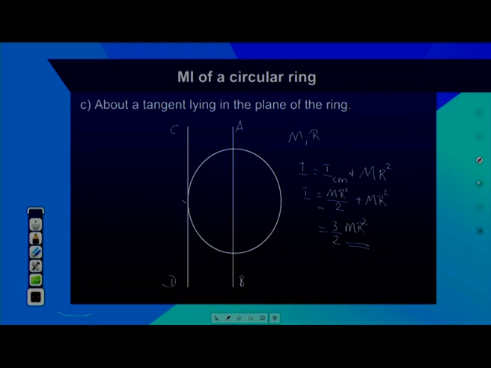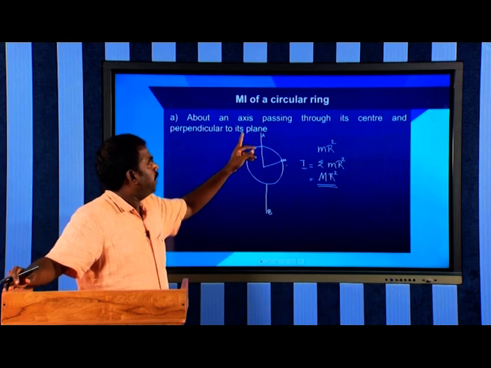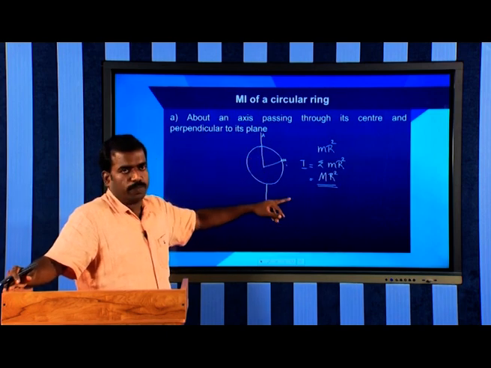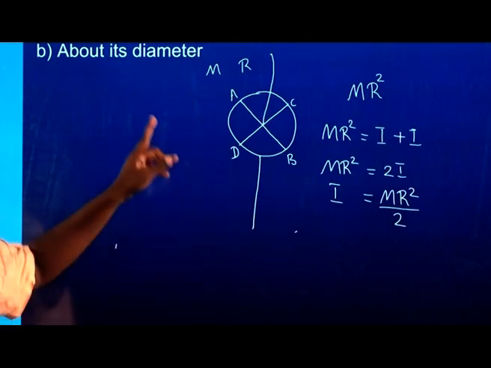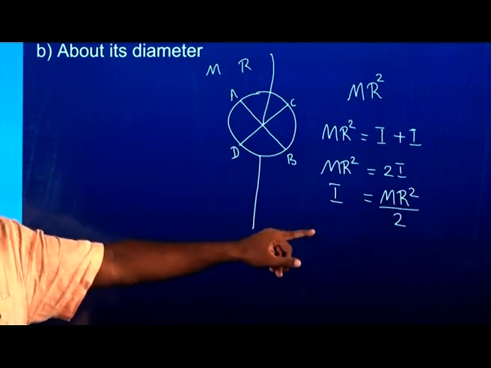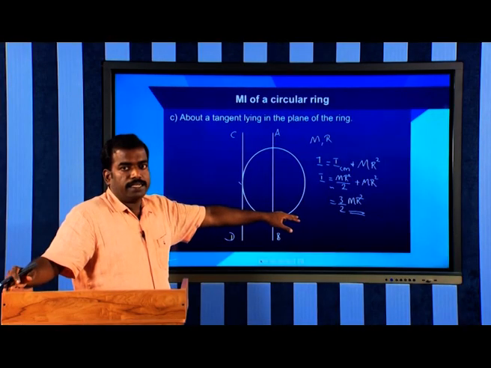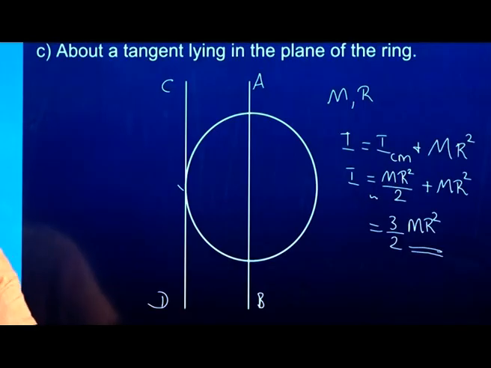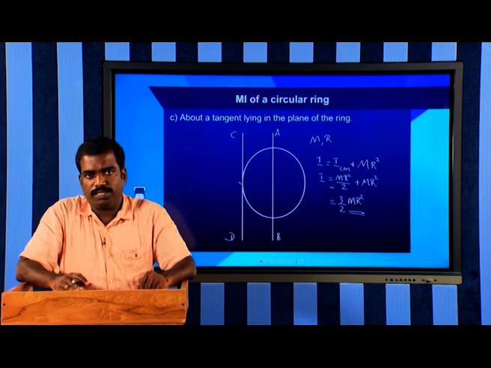So, in the case of the circular ring, we learned three formulae. First one, the moment of inertia of the ring about an axis passing through its center and perpendicular to its plane is M R square. Second, about its diameter, it is M R square by 2. Third, about a tangent, it is given by 3 by 2 M R square. So, we need to apply these formulae as per the data of the questions.